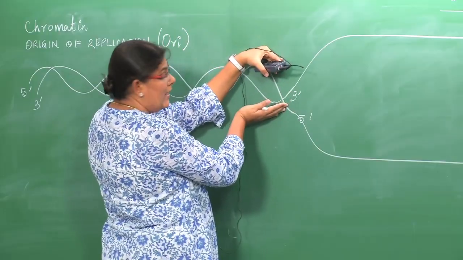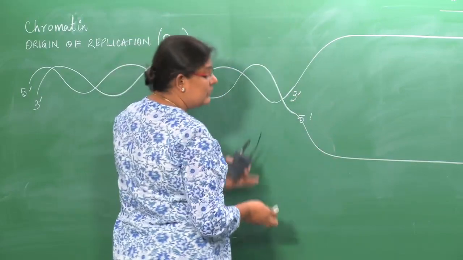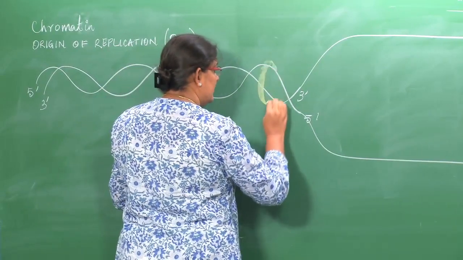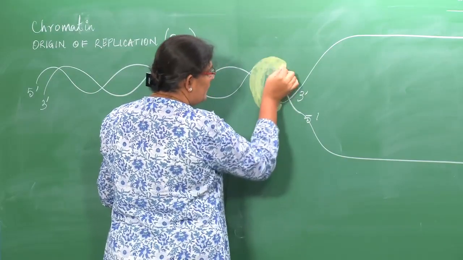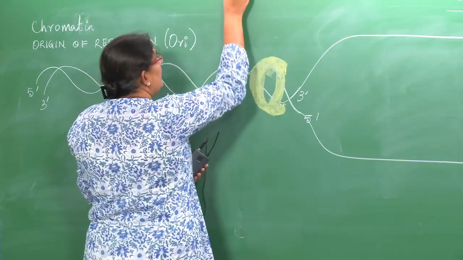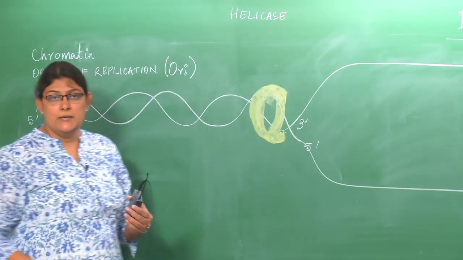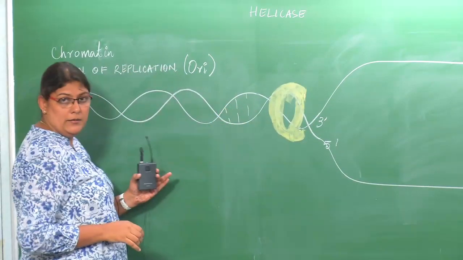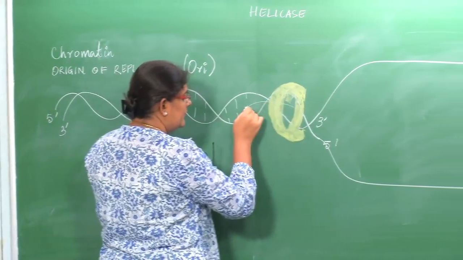The first thing that has to happen is the 2 strands have to unwind, and this unwinding happens with the help of a particular enzyme. Let me draw this here. It is a clamp-like enzyme, and this enzyme is called helicase. What this enzyme really does is, since the complementary strands are held together through hydrogen bonds, it breaks these hydrogen bonds.